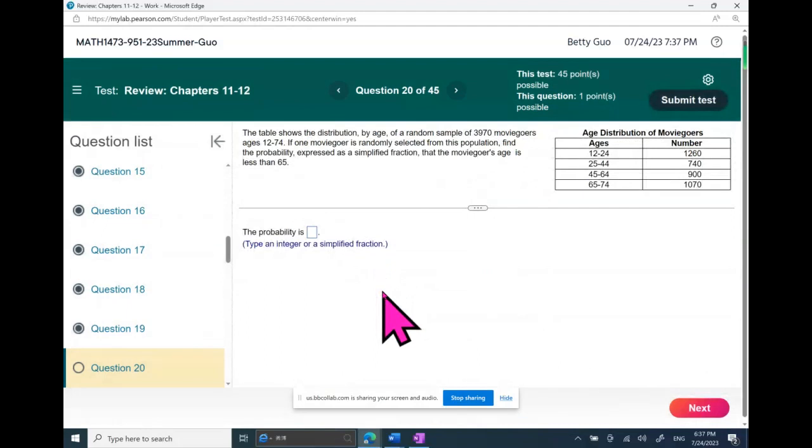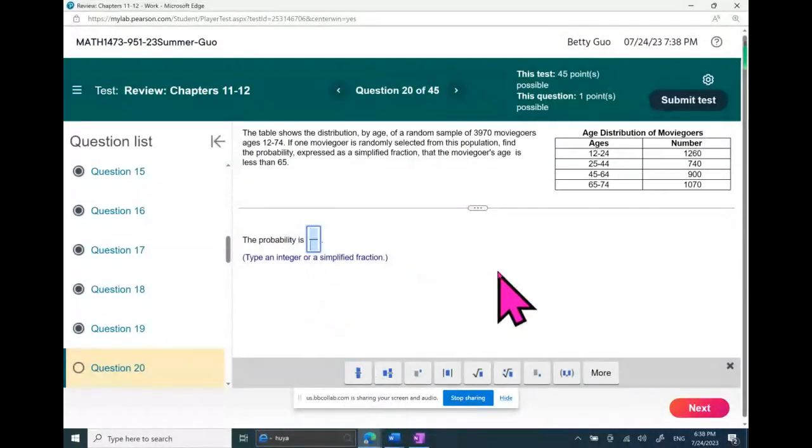Question number 20. The table shows the distribution by age of a random sample of 3,970 moviegoers ages 12 to 74. If one moviegoer is randomly selected from this population, find a probability expressed as a simplified fraction that the moviegoer's age is less than 64. Less than 64. We need to type a simplified fraction.